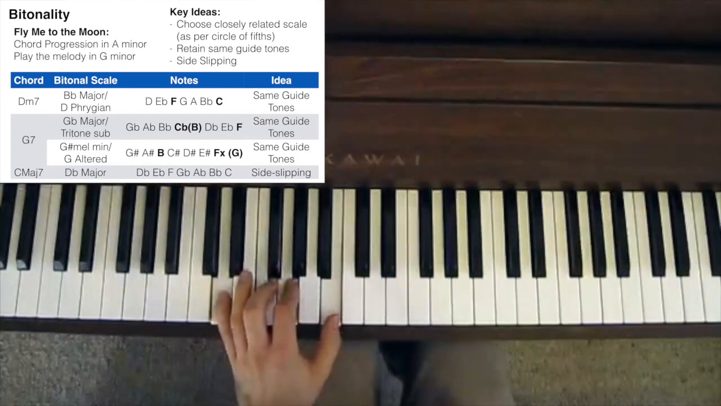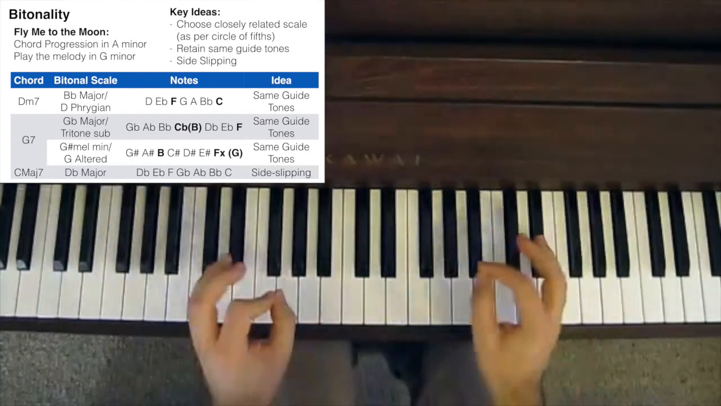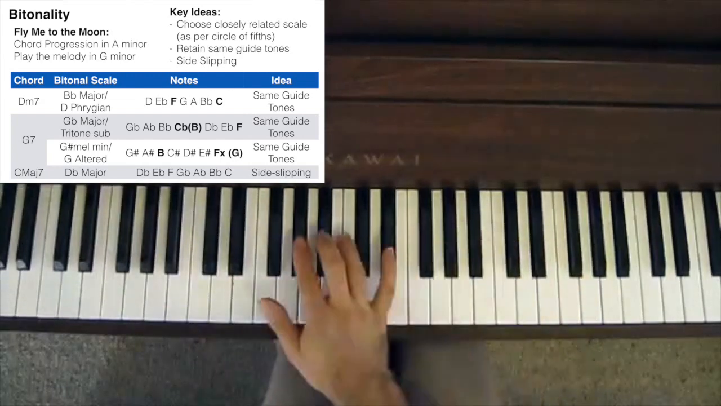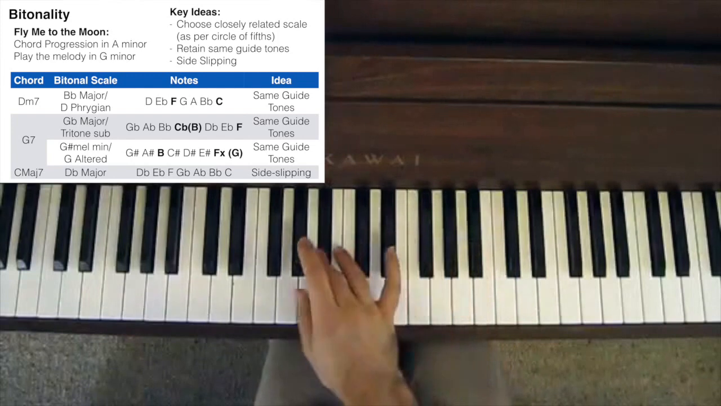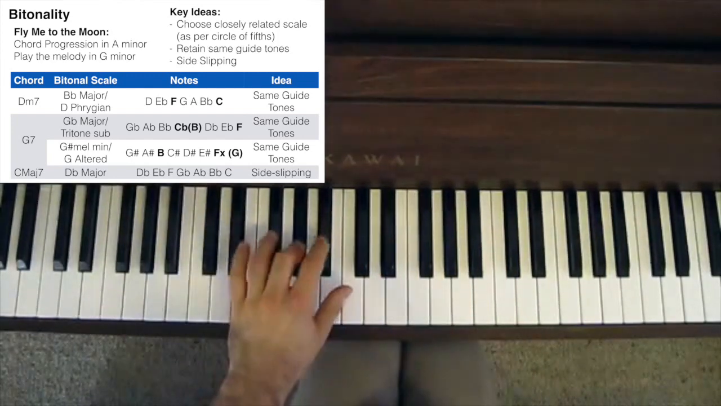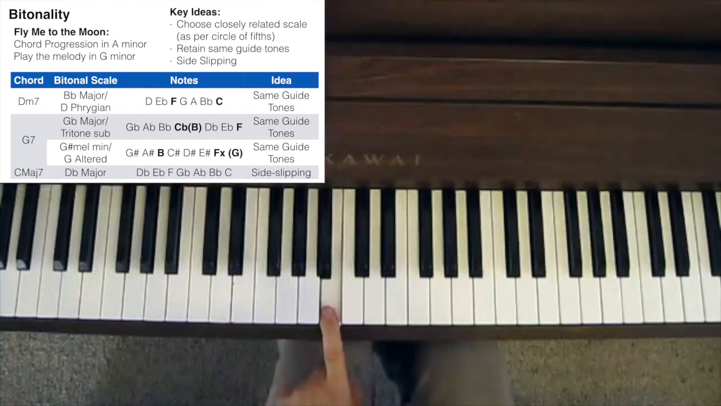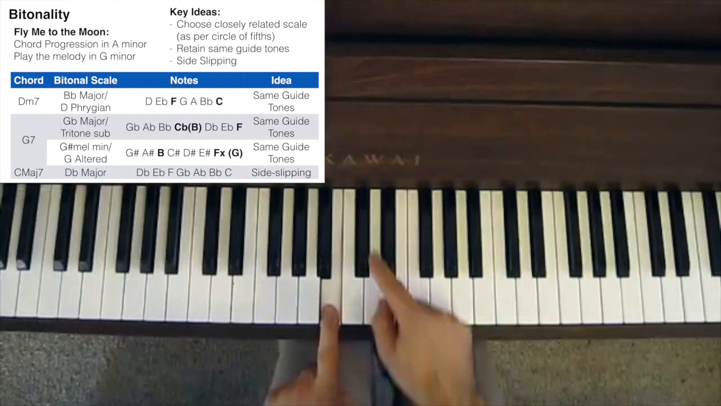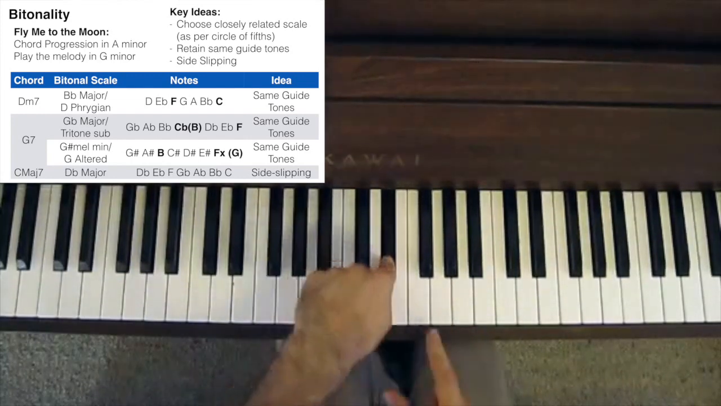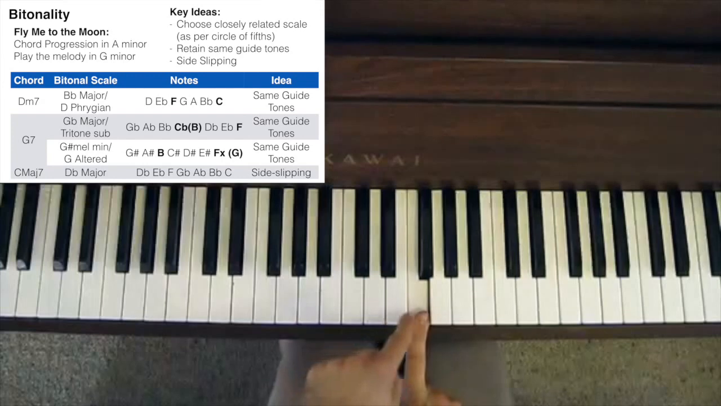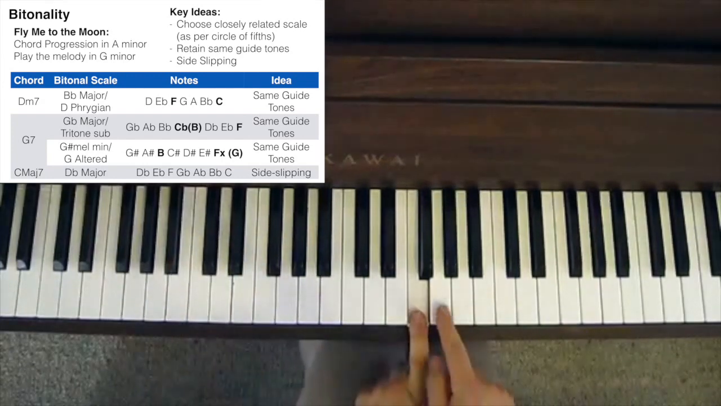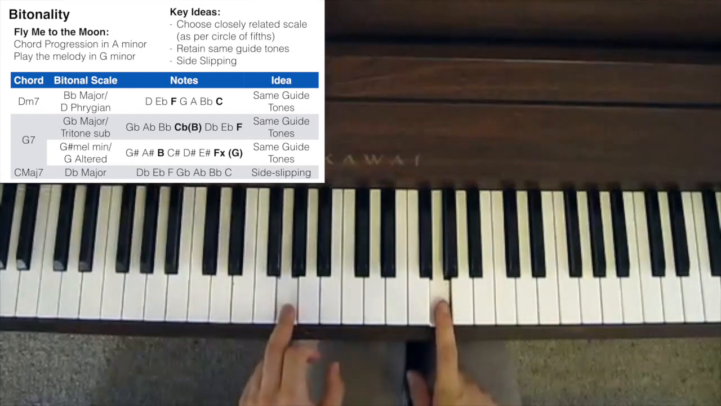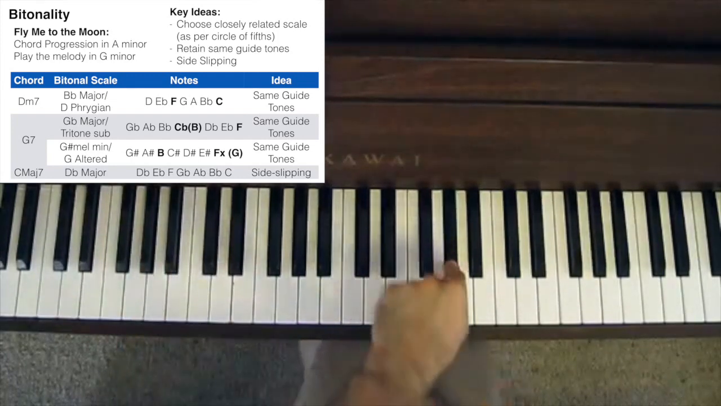Similarly, over the G7, you can play a G sharp melodic minor, and that looks like this. So it's got G sharp, A sharp, B, which is our guide tone, so that's good. C sharp, D sharp, E sharp, which is our F, which is another guide tone, so that's good. Then G, which is our root note, which is also good, and then back to the G sharp.